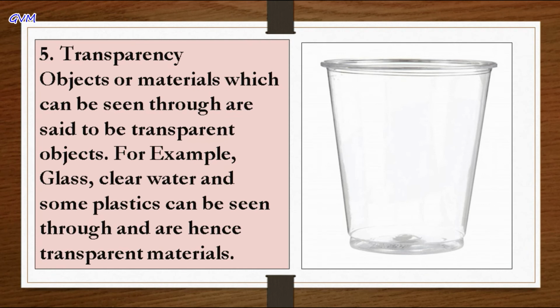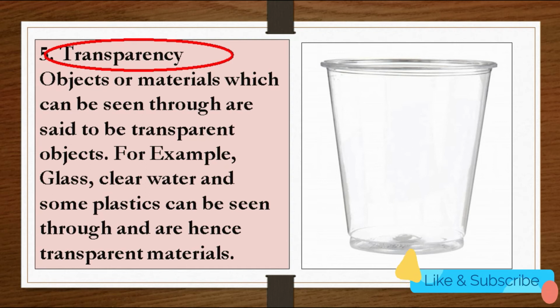Now students, the next property is transparency. Students, materials can also be grouped on the basis of their transparency. Just imagine you are playing hide and seek with your friends and they keep themselves behind a glass door. So can you locate them? Obviously, your answer will be yes, you will locate them. Now, can you answer why you will locate them? Because the glass door that your friend used to hide himself is basically a transparent material.